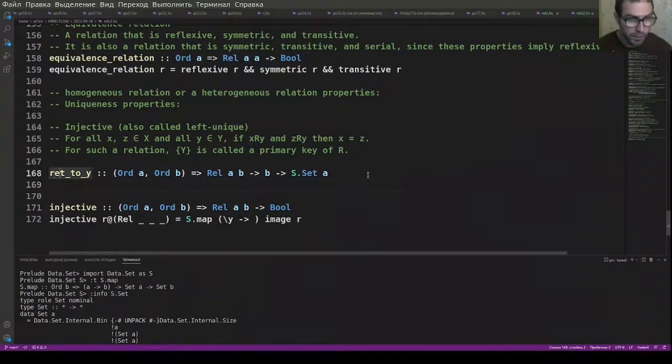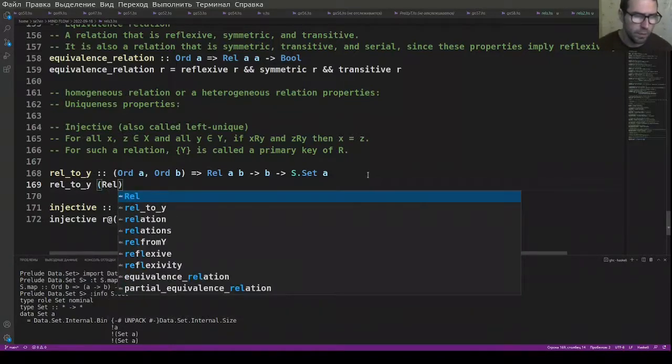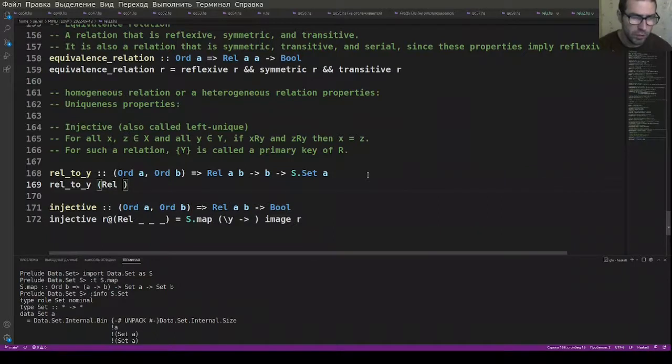So related to y. Related to y. We need to have the relation, which we need to better match, I think, here. We have this relation, we have x's, we have y's, and we have graph. And we have this y.